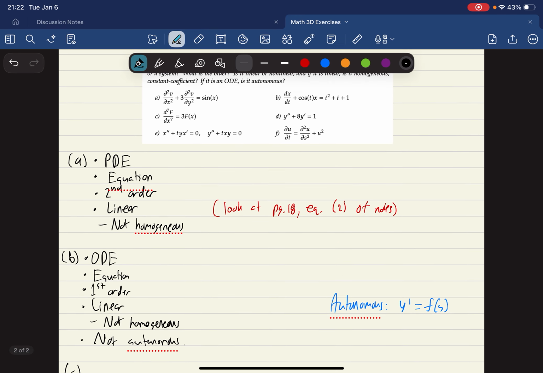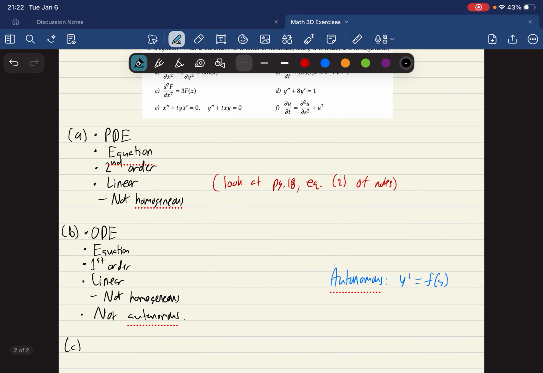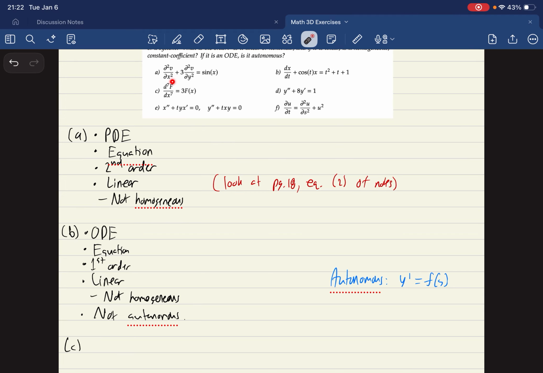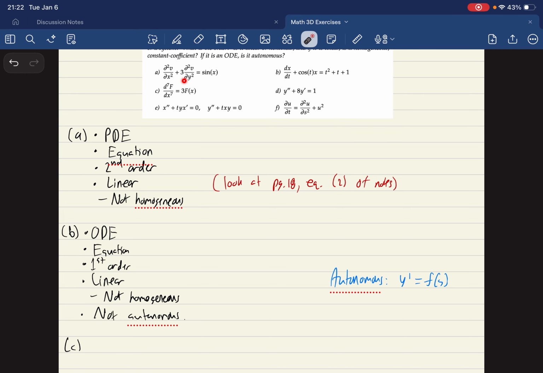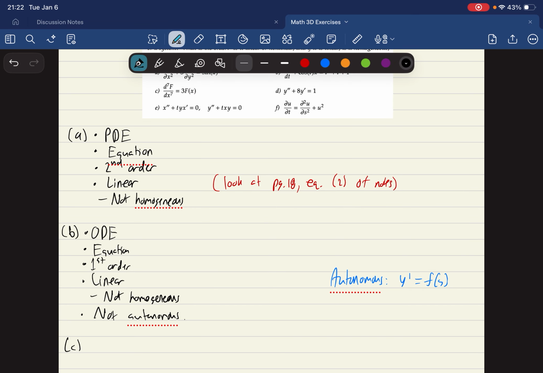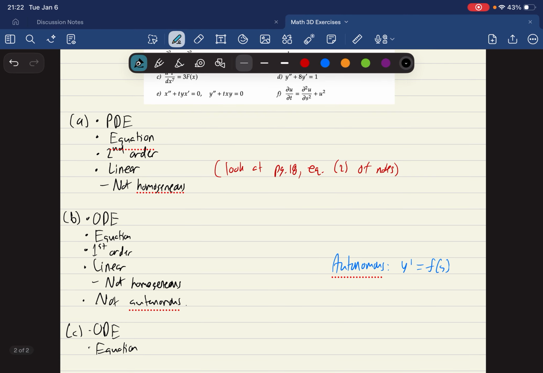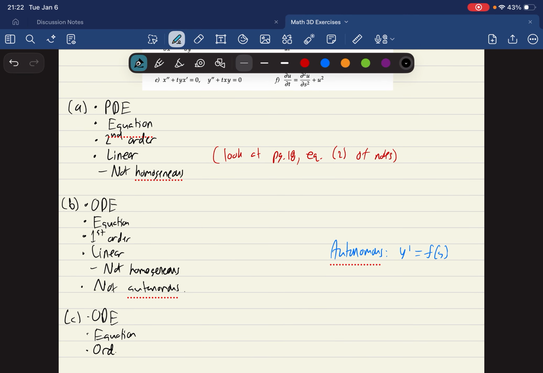Let's do part C now. So here we have this equation. We have this derivative here, and it's of order 7. No other derivatives occurring, so the highest order is 7. And hopefully everyone agrees this is an ODE. There are no partial derivatives, so this is an ODE. Again, we have one equation, and the order is 7.